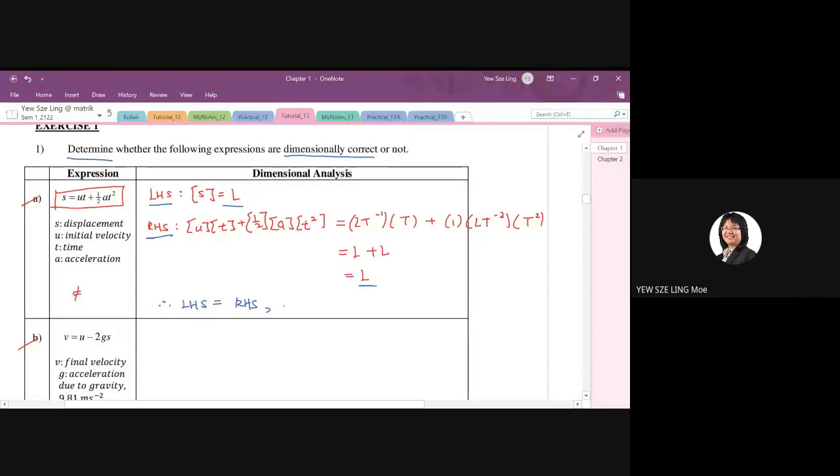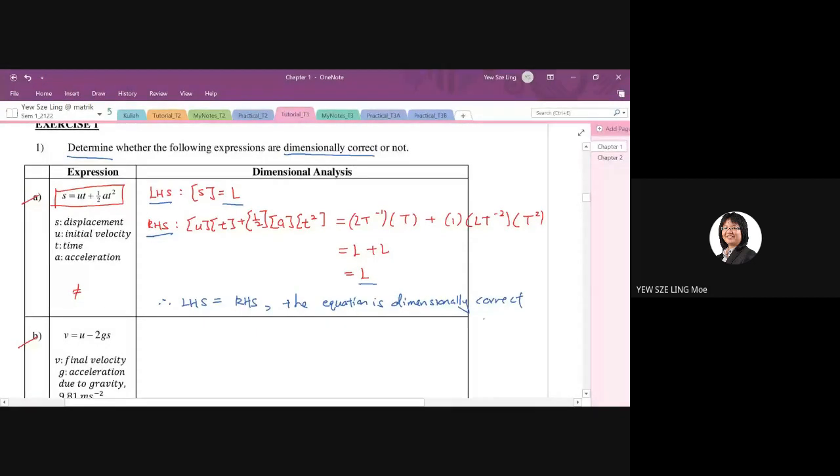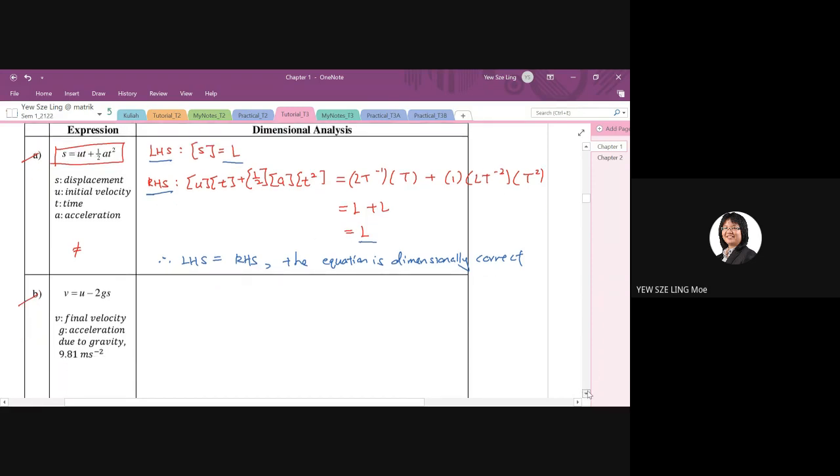So yes, the equation is dimensionally correct. So that is how you answer the questions. So these questions usually are worth 2 to 3 marks in your final exam. Okay, do the analysis checking. All right, now let's try question 2.